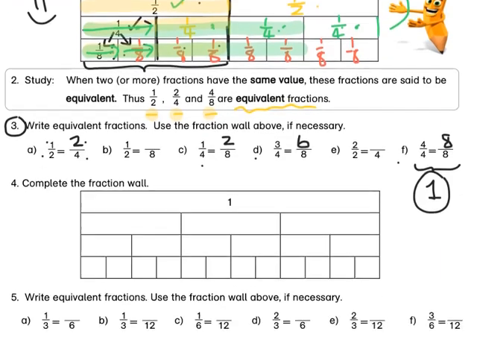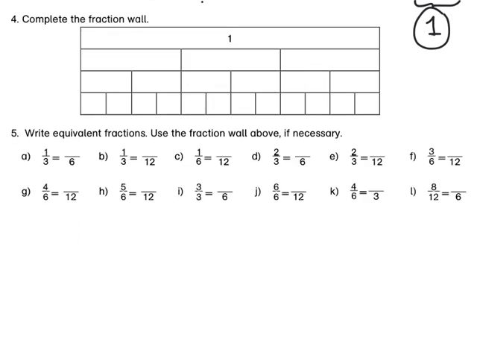Number 4. Now we have another fraction wall. We must complete it. This is one whole from beginning to end. Directly beneath it, we have divided it into 1, 2, 3 equal parts. Therefore, we are working with thirds. 1/3, another third, and our last third. Do you see that there are 3 thirds in one whole? Next, if we take our whole, and now we've divided it into 1, 2, 3, 4, 5, 6 equal parts, we are now working with sixths. There are 6 sixths in one whole.